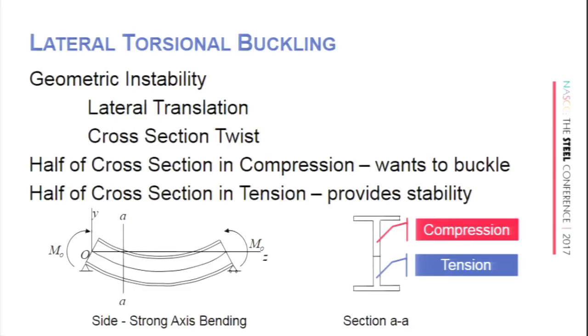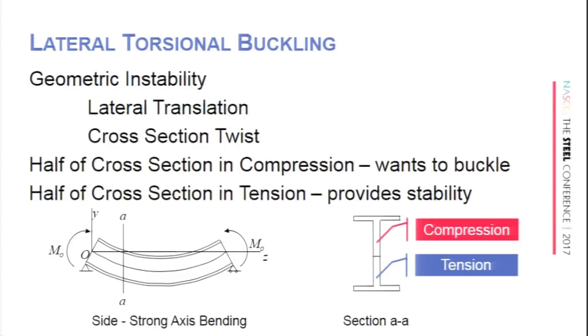So the properties that govern the instability really do have to do with the geometry of the problem, and of course, that limits the loading that we see. It's a combination of lateral translation, for our horizontal members, lateral translation out to the side, and then cross-section twist together. And why do we see this sort of behavior?